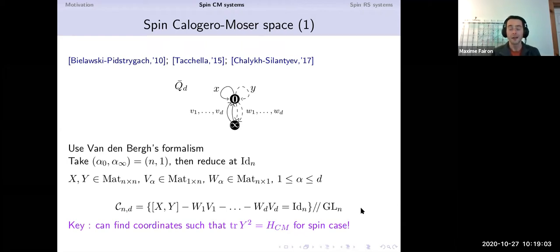And the key thing is that on this space, you can find coordinates such that, again, the trace of y squared, so again, just think of this as being the loop y on which you are going twice, this thing is in particular the Hamiltonian of the Calogero-Moser system with spins. And the number of spins is the number of extra arrows that you have added. So there is obviously a bit of work there, but intuitively, when you just think at the level of the quiver, everything seems quite nice.